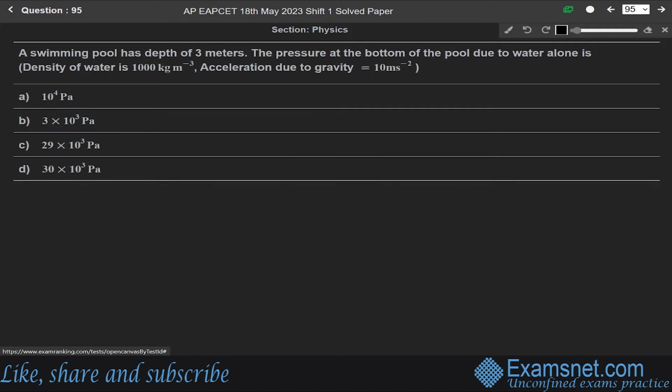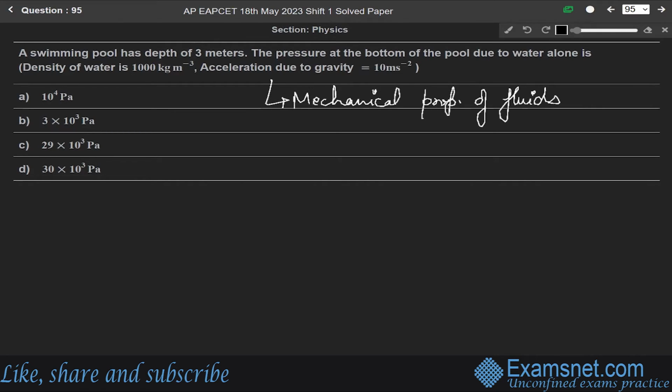Okay. Now next question 95. A swimming pool has depth of 3 meters. The pressure at the bottom of the pool due to water alone is. So this question is from the chapter of mechanical properties of fluids. Now, for this question, we are given the depth of the swimming pool, H, as 3 meters.